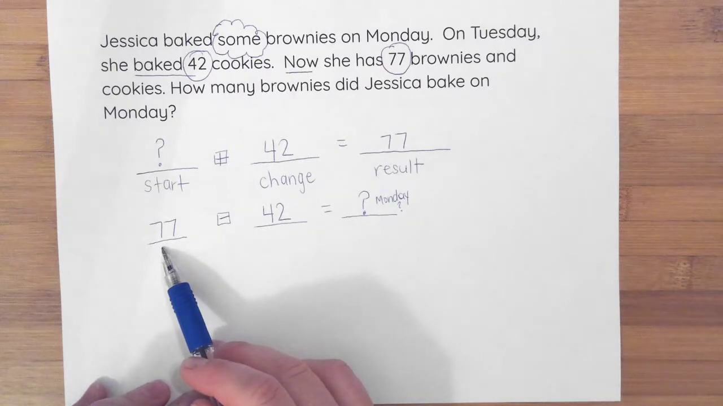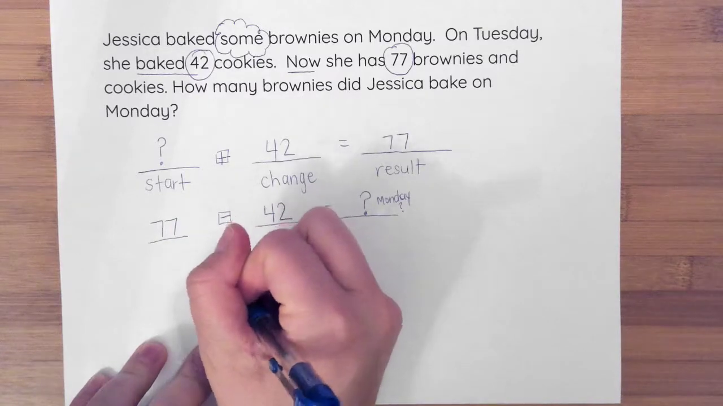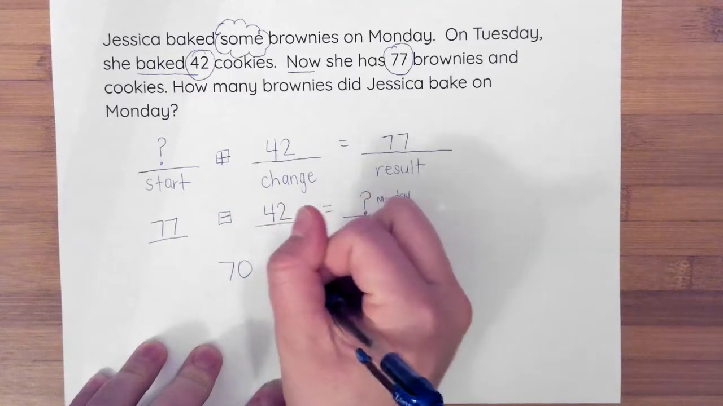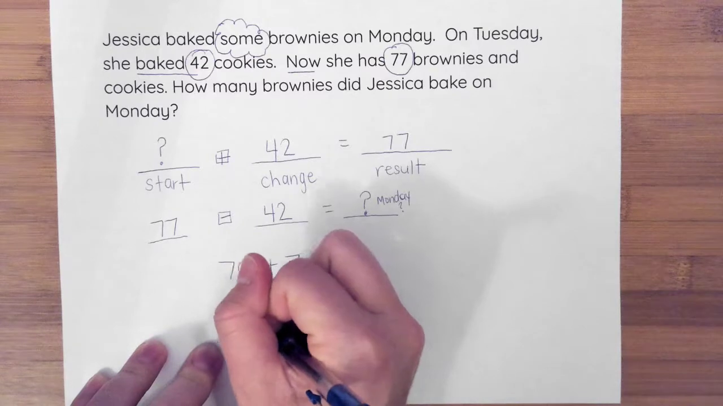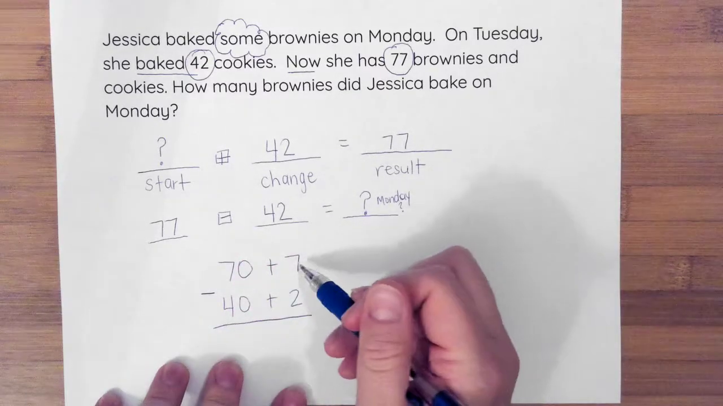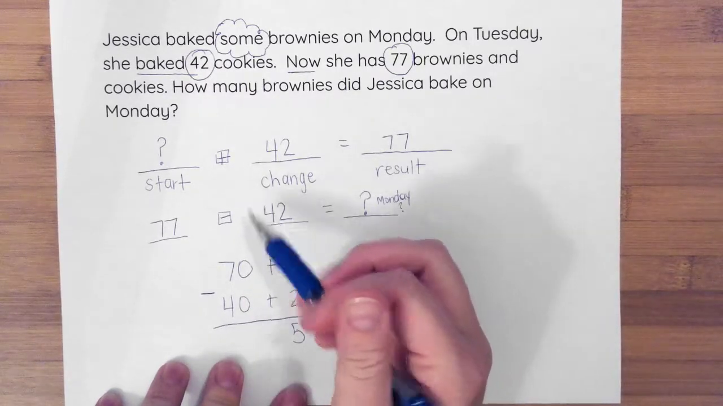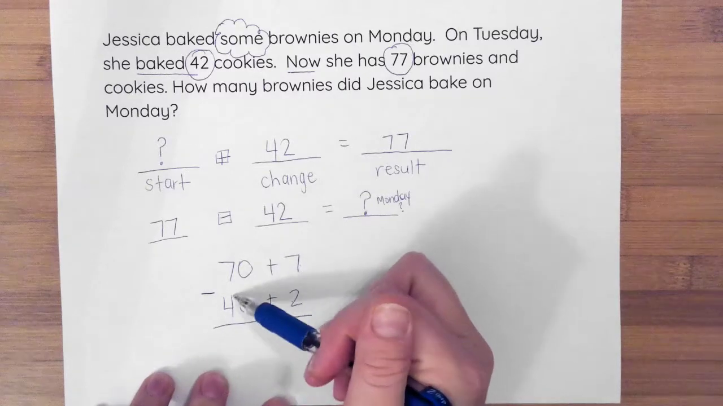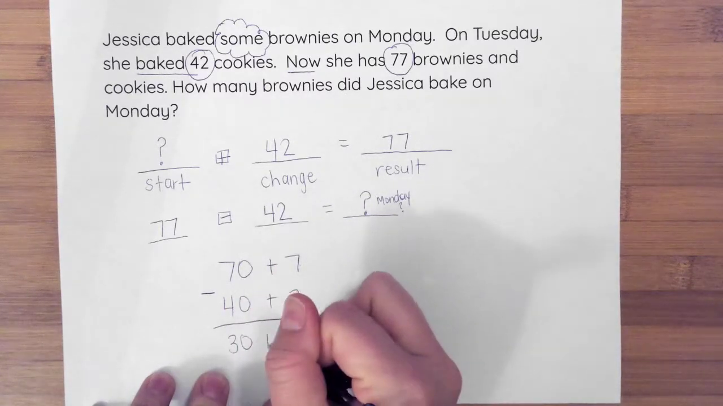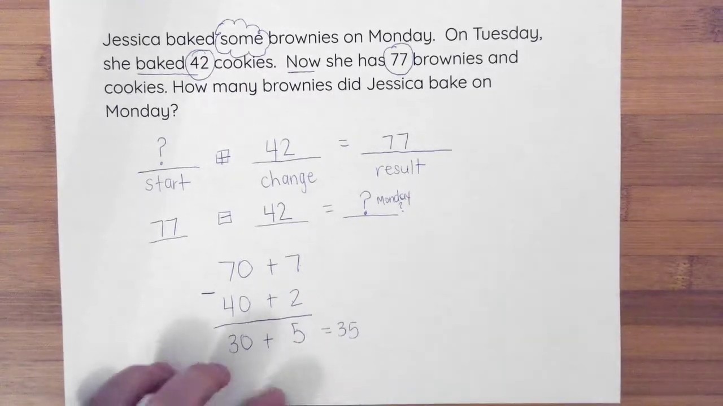I can use any of those strategies that we've done: the decomposing, part-whole, number line, base 10 numerals, whatever you want to do. I'm going to do the decomposing. So I know 77 is 70 plus 7, and 42 is 40 plus 2. And in this case, I'm going to take away. So I know if I have 7 ones and I take 2 away, I'm left with 5. And I know if I have 70 and I take 40 away, I'm left with 30. So that says 30 plus 5, and that equals 35.